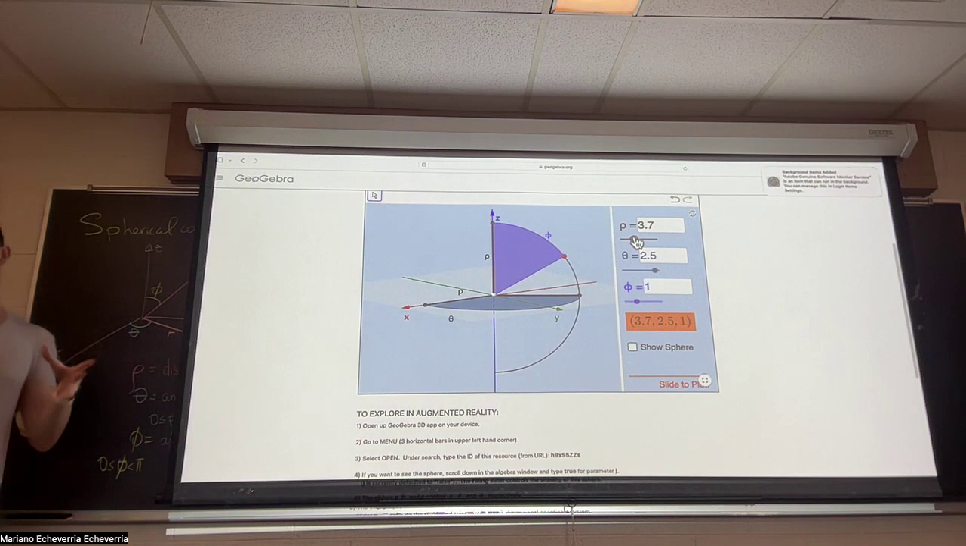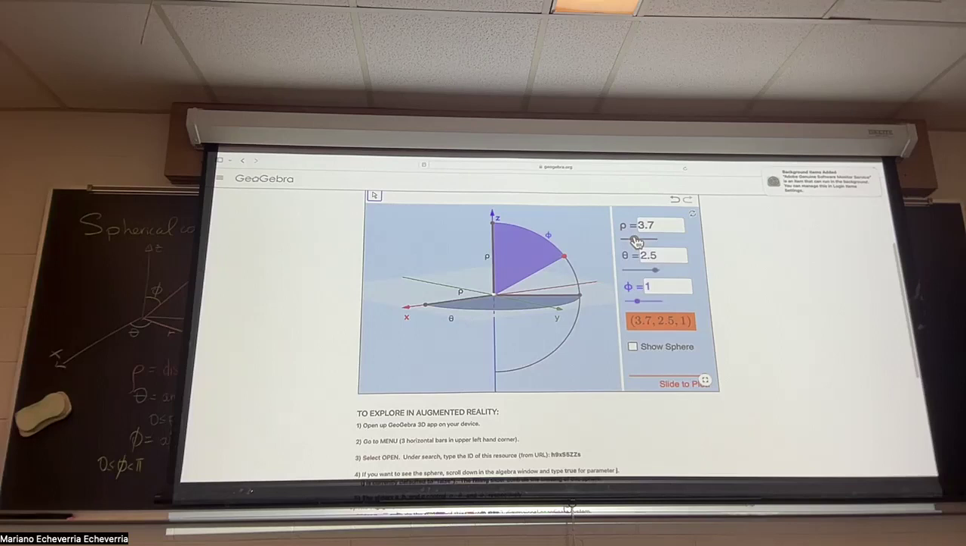Okay, so rho is like r from polar, but it's the 3D version of r, the version of r in 3D space. So that is what rho is.